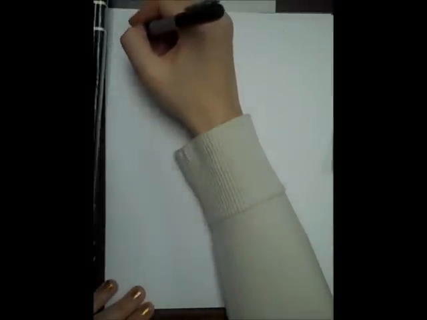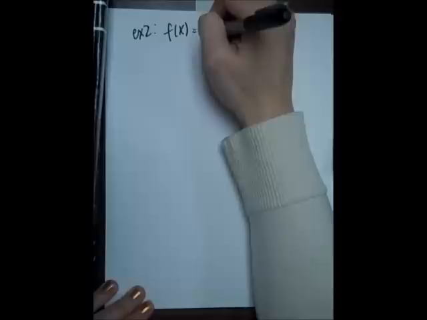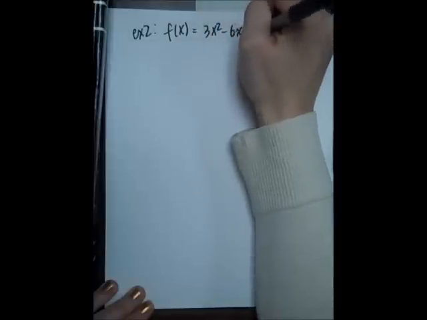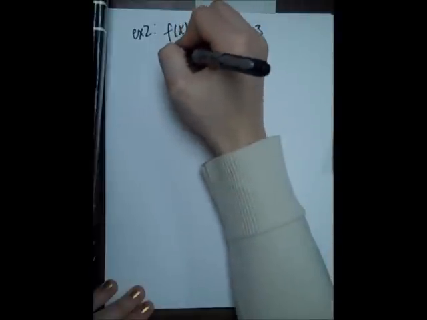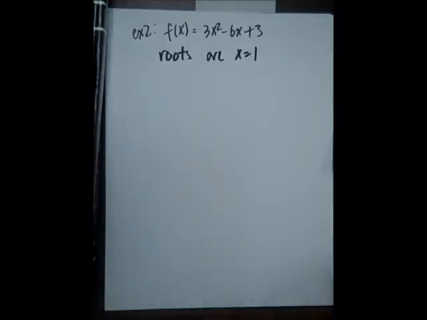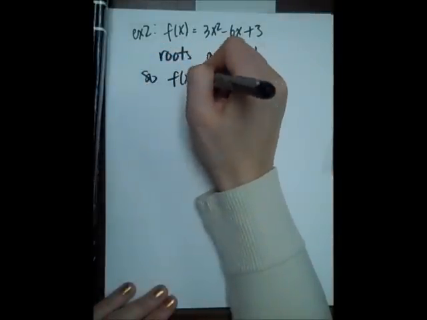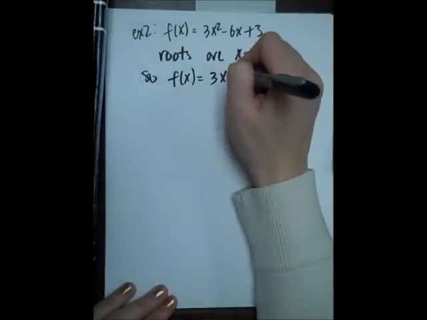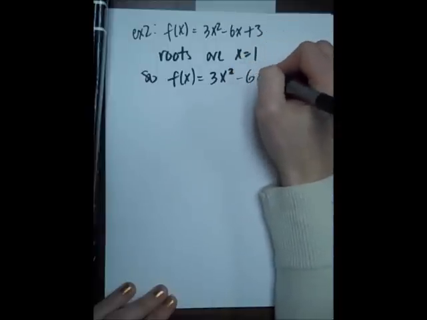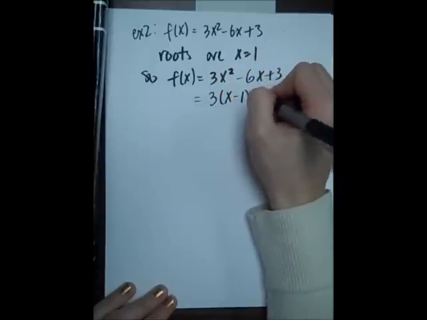So let's do the same thing for my second one. My second example, I had f of x equal to 3x squared minus 6x plus 3. The roots here are x equals 1. We only had one root. So f of x was 3x squared minus 6x plus 3. I could rewrite this as 3 times x minus 1, x minus 1.